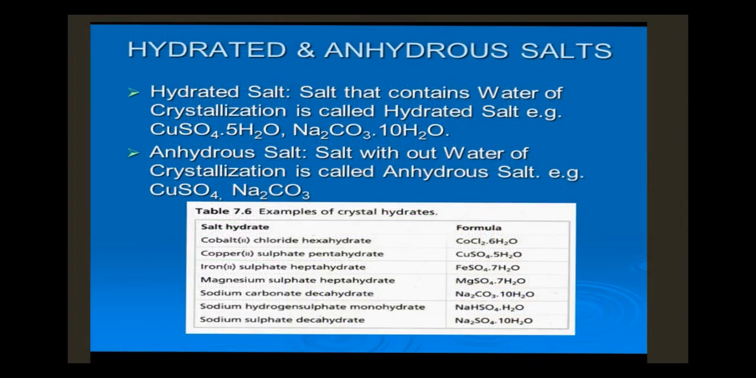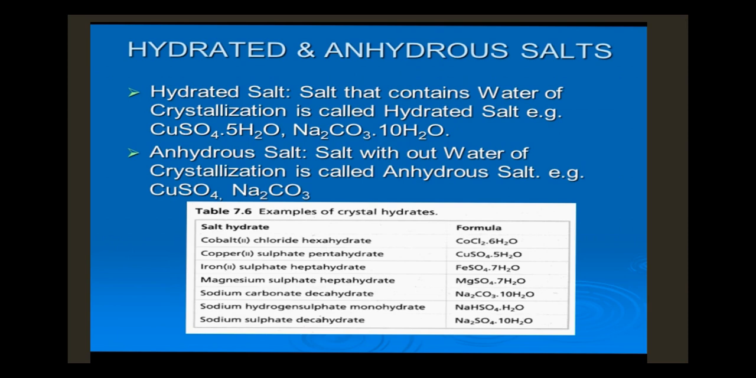Now next is hydrated and anhydrous salts. So a crystalline salt or a substance, we can say, that contains a definite number of water molecules is called a hydrated salt or hydrated substance. Each formula unit in the hydrated substance has a specific number of water molecules attached to it.